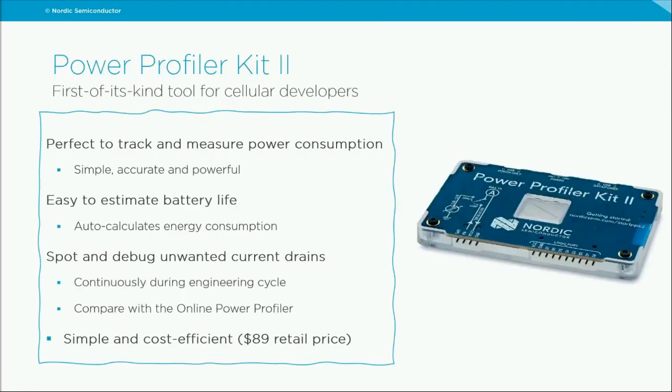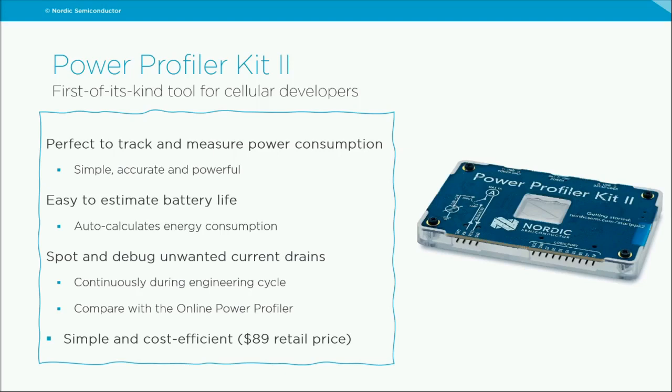Then we have the Power Profiler Kit 2, which is a first-of-its-kind tool for cellular developers. You may know that we had the Power Profiler Kit 1, but this one is much improved hardware, which now supports cellular devices as well, our nRF9160. You have a current range of 200 nanoamperes to 1 ampere, and a resolution varying between 100 nanoamperes and 1 milliampere. It's perfect to track and measure power consumption on all Nordic devices. It's simple, accurate, and very powerful.